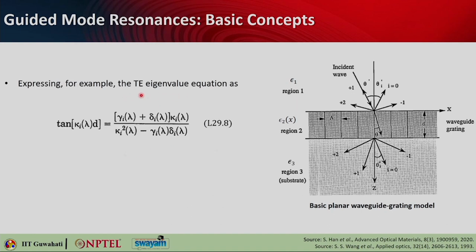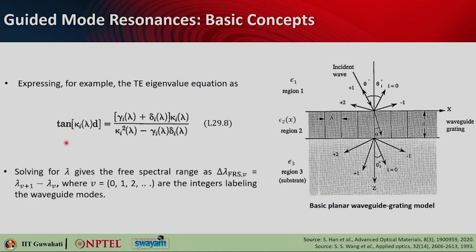If you are looking at the TE eigenvalue equation, the TE eigenvalue equation was written as this, okay, and when you solve for lambda, that gives a free spectral range that can be written as delta lambda FSR nu, and that is basically the resonance wavelength at nu plus 1 minus the resonance wavelength at nu. So, nu is basically your 0, 1, 2 and so on. These are the integers which are used for labeling the waveguide modes.